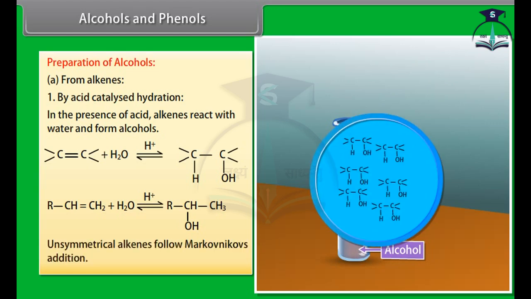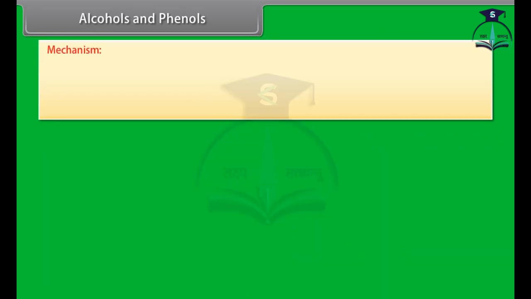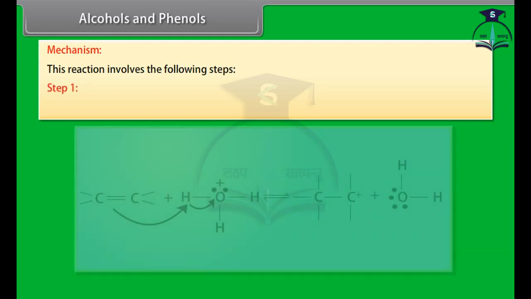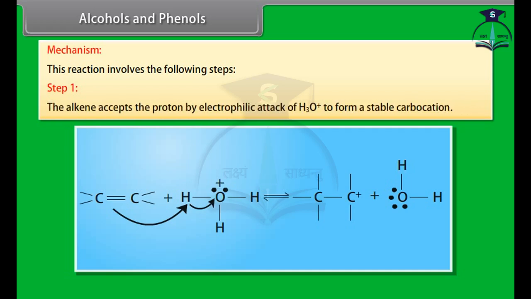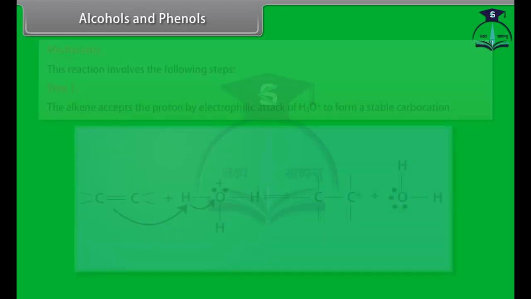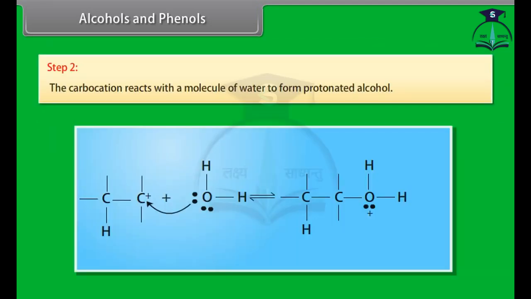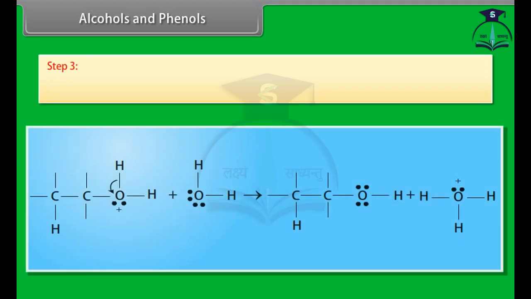Unsymmetrical alkenes follow Markovnikov's addition. Mechanism. This reaction involves the following steps. Step 1. The alkene accepts the proton by electrophilic attack of hydronium ion to form a stable carbocation. Step 2. The carbocation reacts with a molecule of water to form protonated alcohol. Step 3. Transfer of a proton to a molecule of water leads to the formation of alcohol.